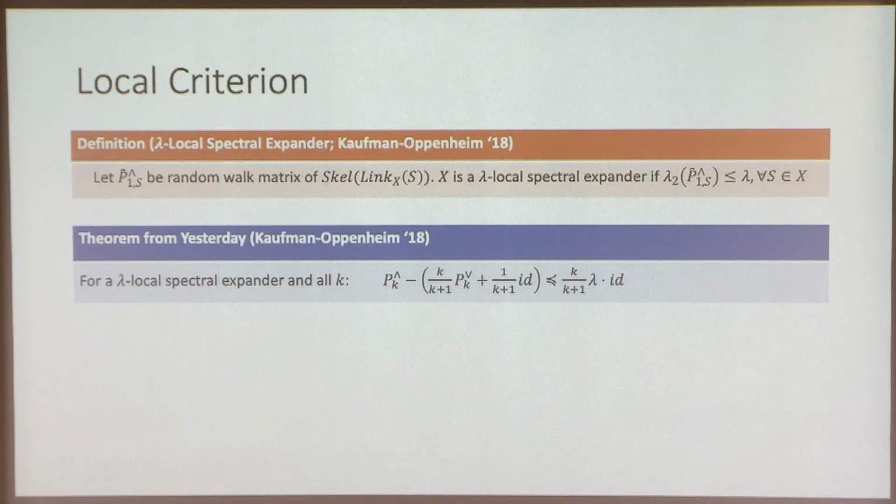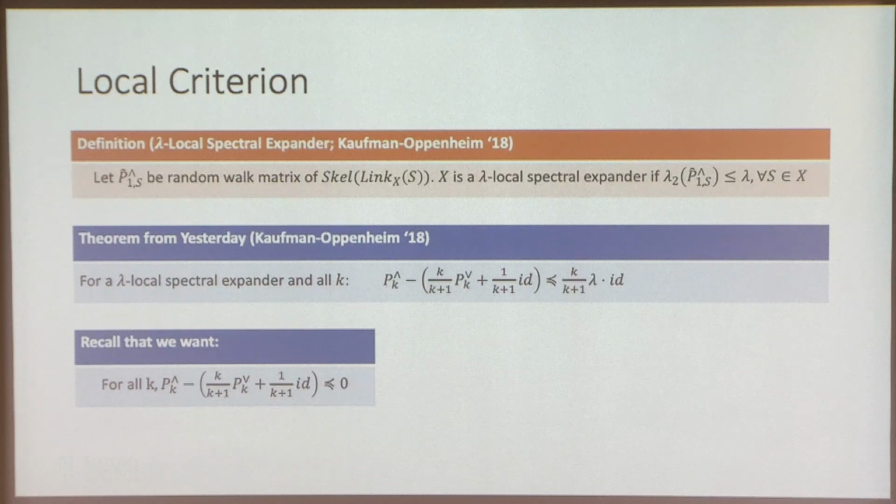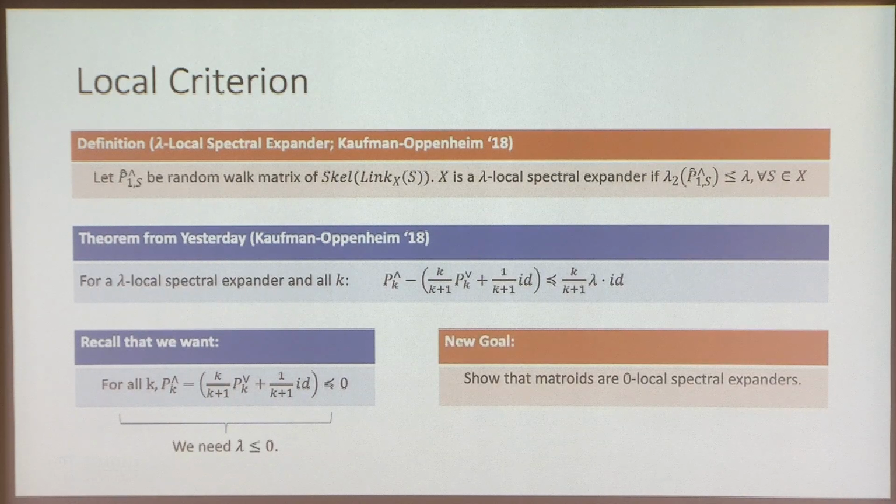Okay. So what they proved is that we have this relationship between the global random walk on level k going up-down, and the global random walk on level k going down-up. And recall that what we actually wanted is the following. So what we want is to say that we have lambda equals 0 for our problem. So our goal is to show that matroids are 0 local spectral expanders, in other words.